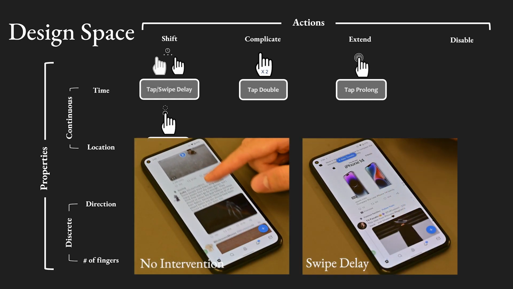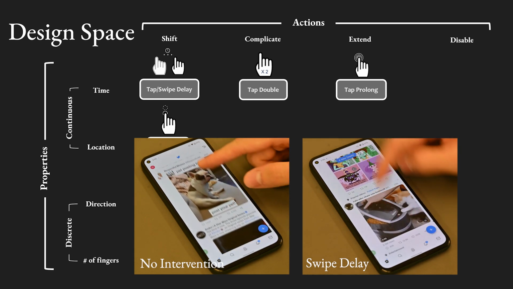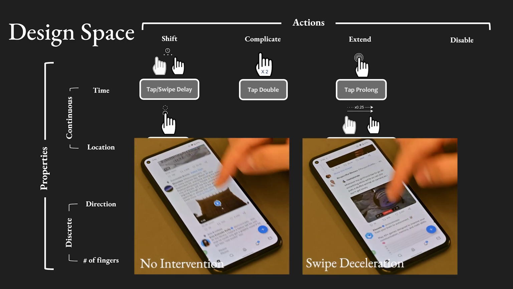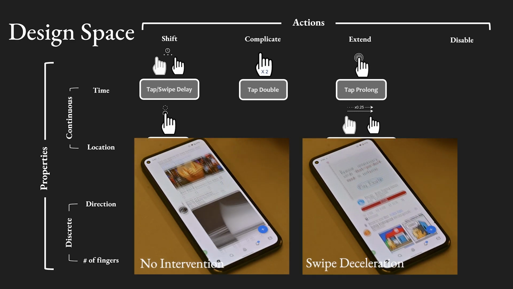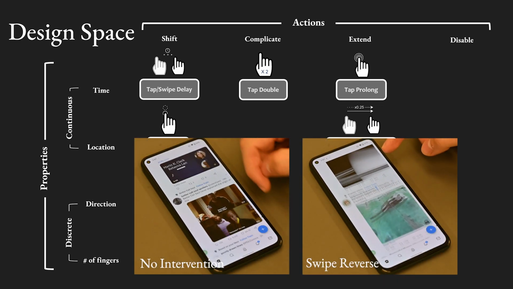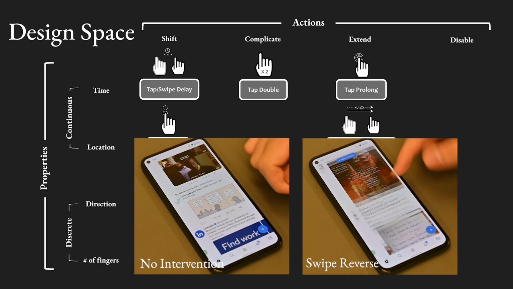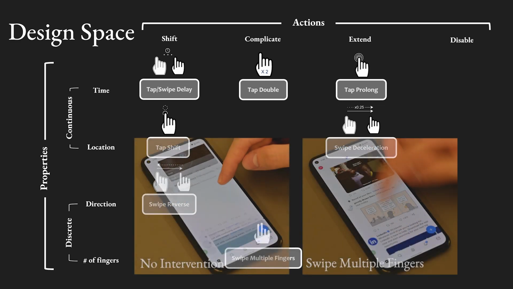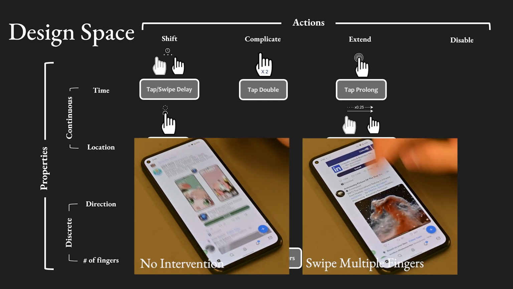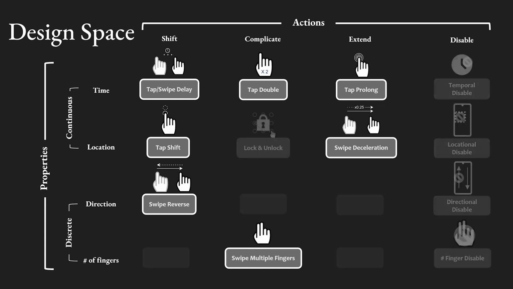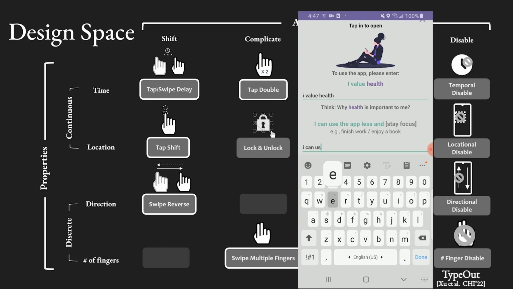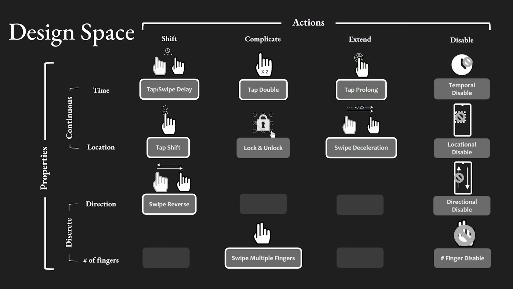Swipe delay, that postpones the time for the user's swipe to take effect. Swipe deceleration, that extends the replay time of the user's swipe. Swipe reverse, that reverses the direction of the user's swipe. And swipe multiple fingers, that requires users to use more than one finger to swipe. Along with 5 remaining interventions our design space affords, such as lock and unlock, and other disabling interventions.